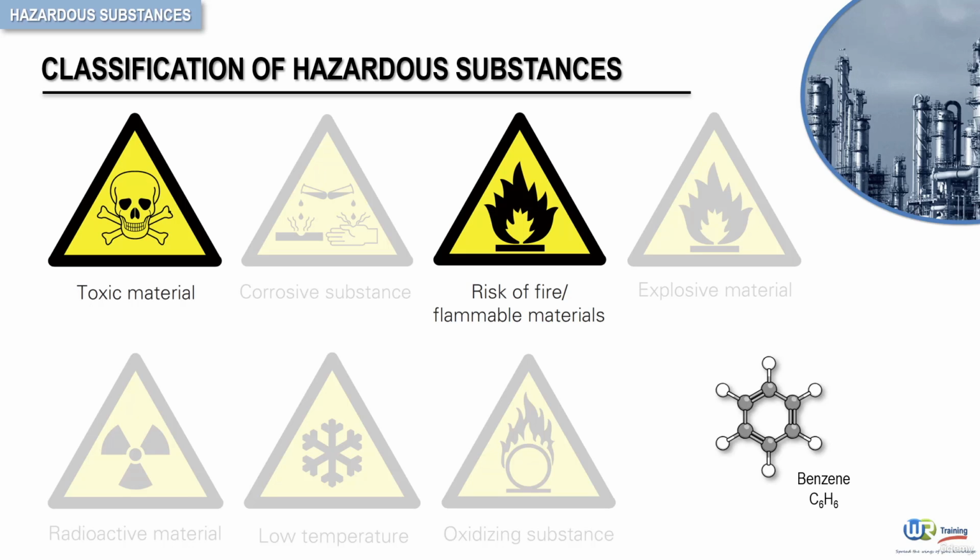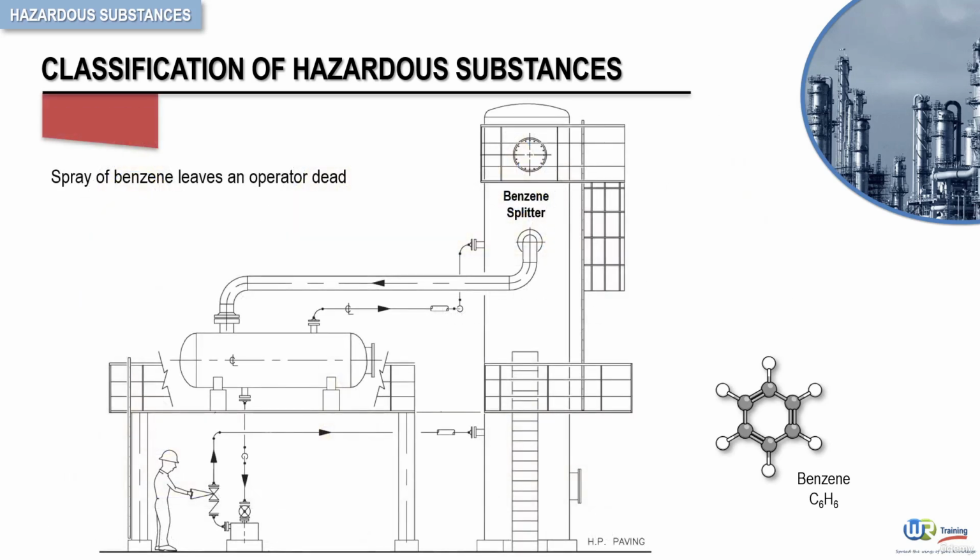In this regard, we can share the following accident that occurred in a chemical plant where benzene was treated in a benzene splitter. As seen here, the operator was opening a manual gate valve as part of the startup procedure, when suddenly benzene started leaking and spraying from the valve due to packing failure. The spray of benzene hit the operator in the face and body, and although the operator was given emergency treatment, he did not survive.